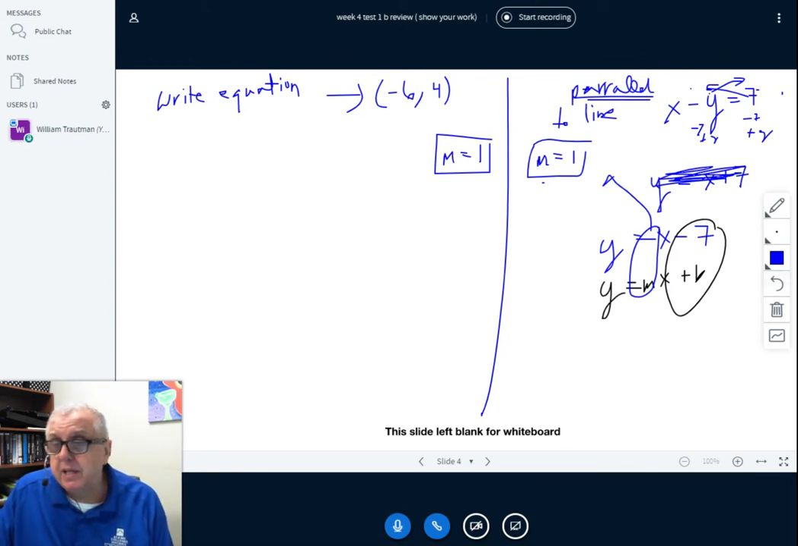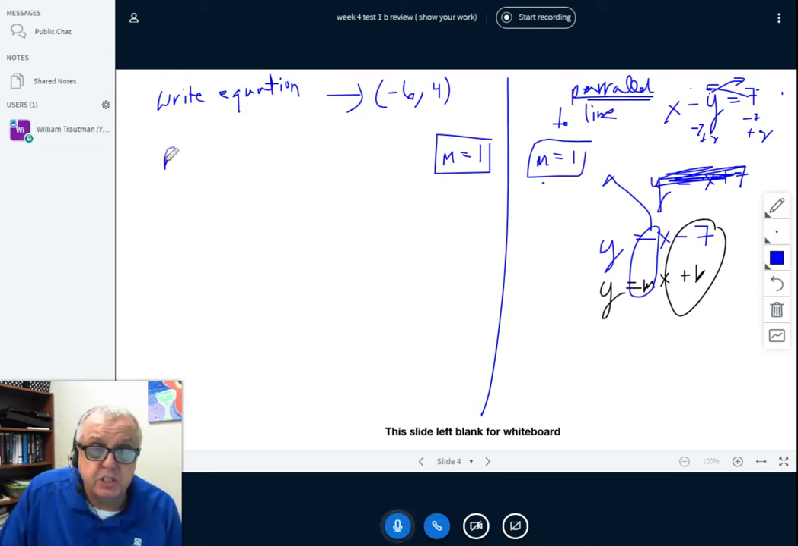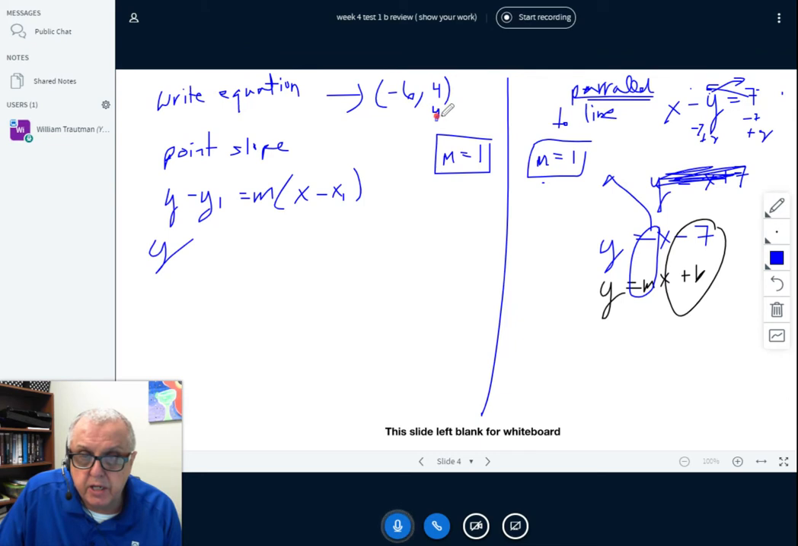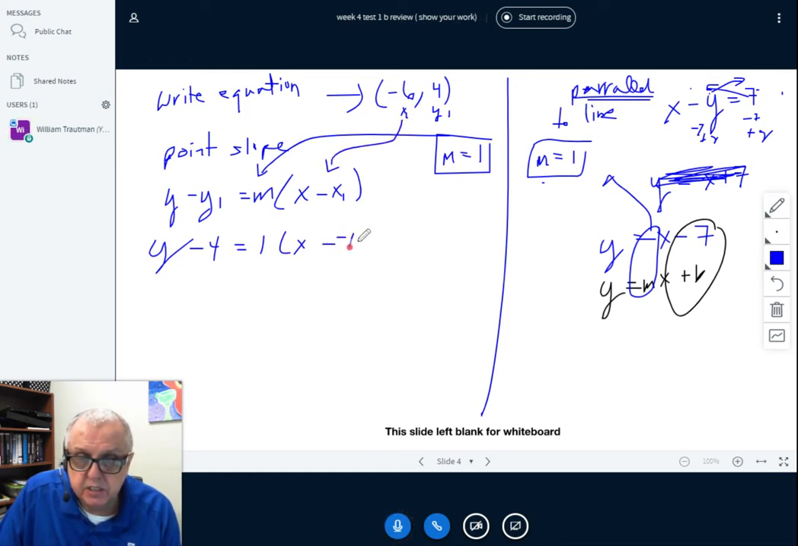So I have a point and a slope. Now I just have to write the equation. I'm going to use the point-slope equation. y minus y1 equals m times x minus x1. This is y1 and this is x1 of the first point. y1 is 4. The slope is 1. And minus x1 is a negative 6.